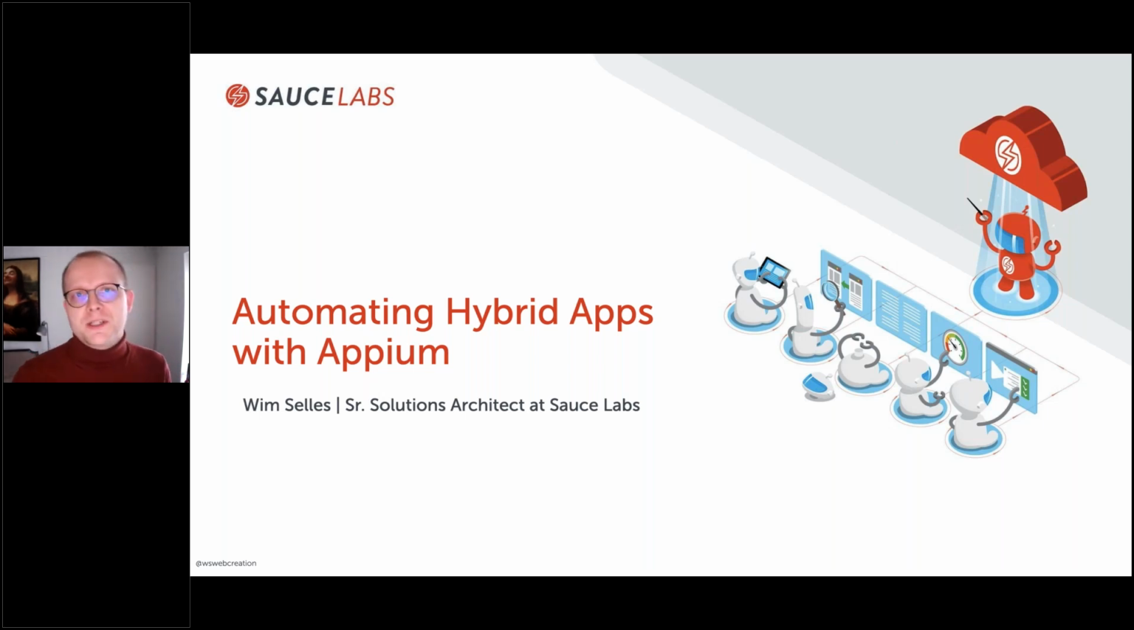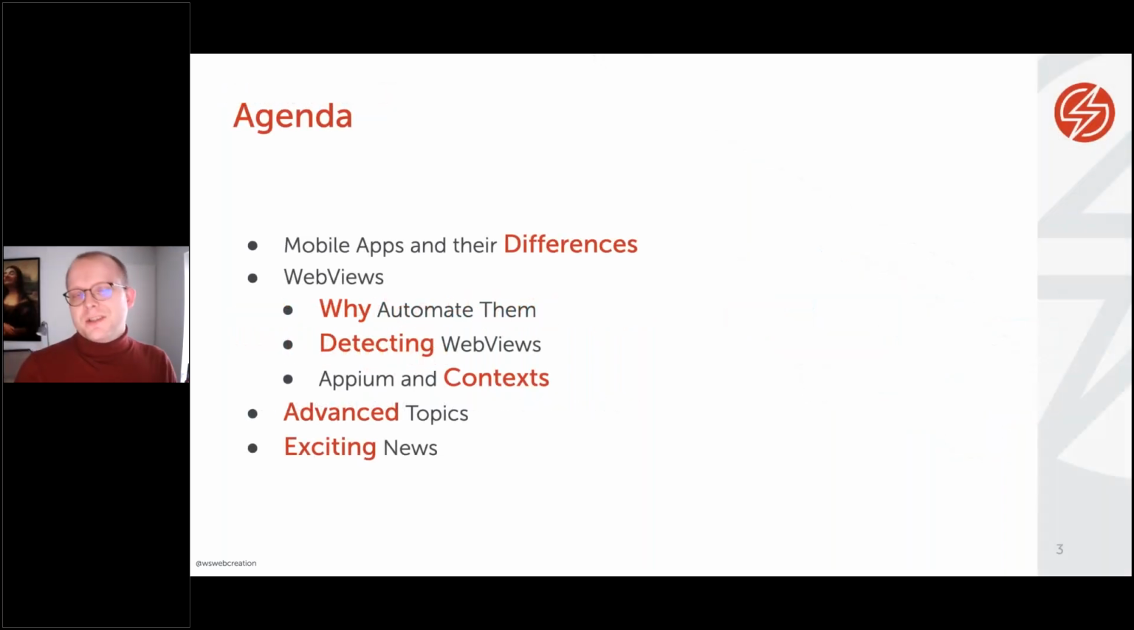So let's first take a look at the agenda. What I wanted to discuss today are a few points. First of all, I want to look into mobile applications, the types of applications we have, and then also the differences. And then in the end, we will also get back to hybrid apps and dive a little bit more into the technologies. Then we will handle a subject which is called WebViews, basically a part of hybrid applications. But why do you want to automate them? What are basically the advantages? How can you detect them? And how does Appium work with those WebViews? Those are the topics that I want to discuss with you.